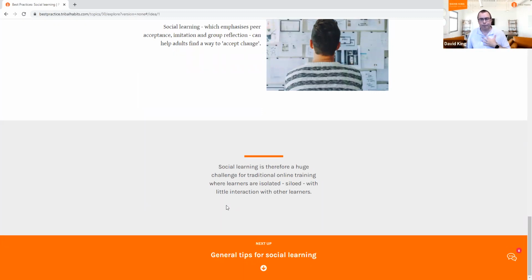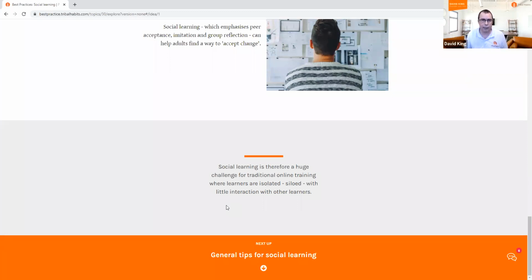And so for me, the issue now for online learning is that this is a really big challenge because online training often has learners isolated, siloed, with little interaction from other learners. In traditional online learning created in something like the SCORM format, two learners can be in the same learning platform doing the same module, and they've got no idea they're both doing it. There is no cross interaction between them. They are completely isolated from each other, and the decisions and things they do in the online training are totally isolated. This is a complete opposite to social learning.